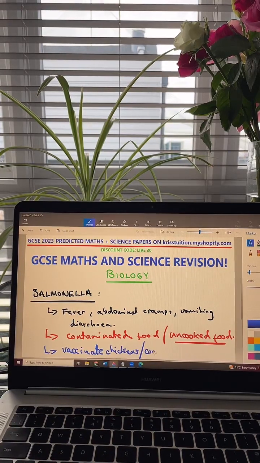We can cook chicken properly, chicken and other meats, but chicken is a notorious one for salmonella, isn't it? Avoid contamination, so clean all surfaces and hands after being in contact with raw meat as well. All those things should be done to avoid salmonella being spread, okay? So these are the main things about salmonella.